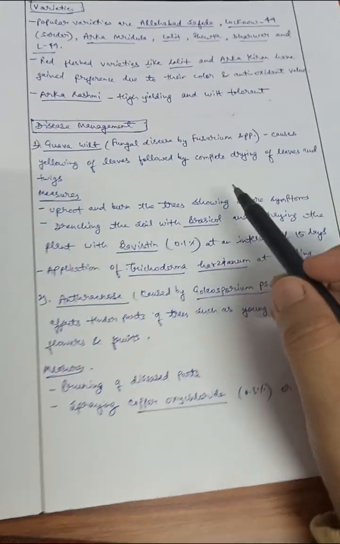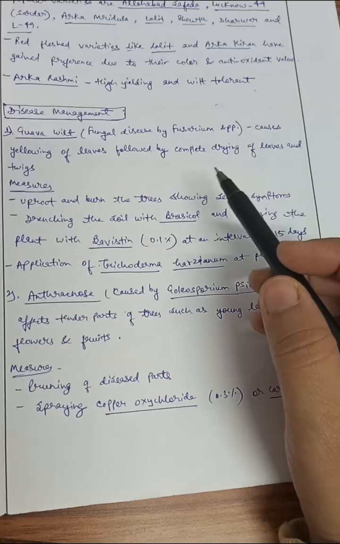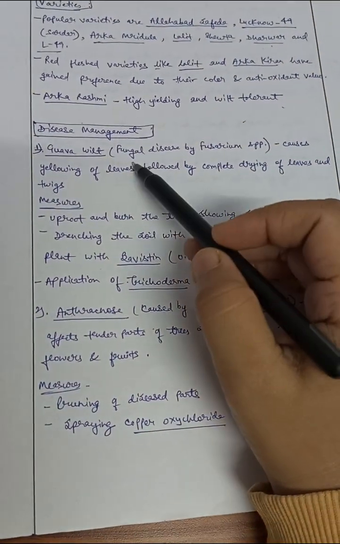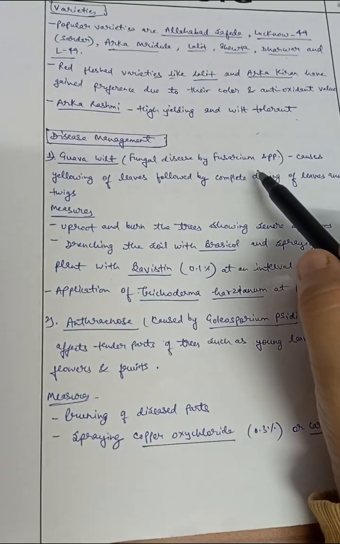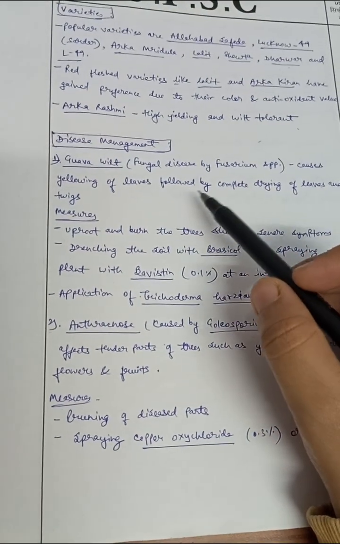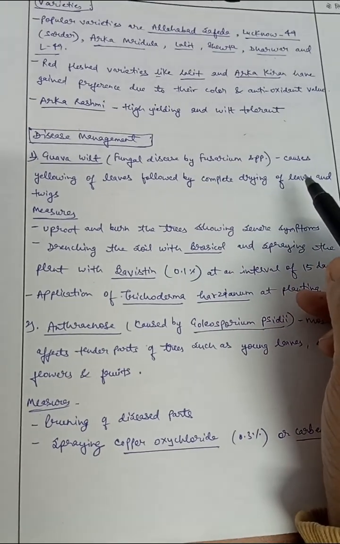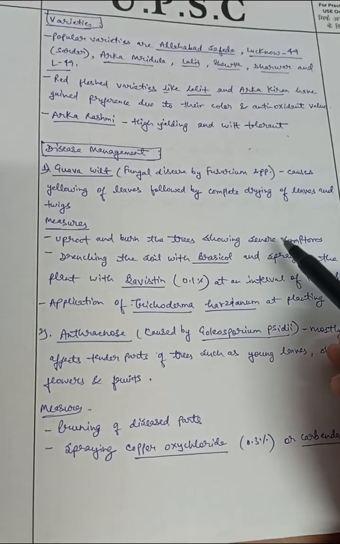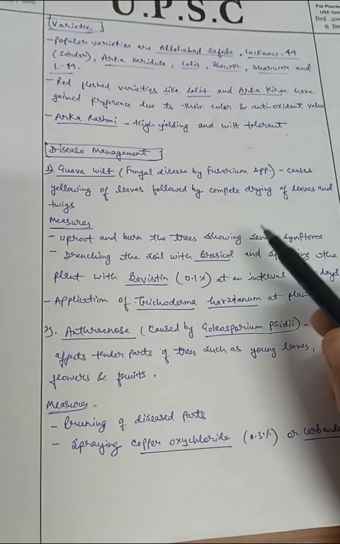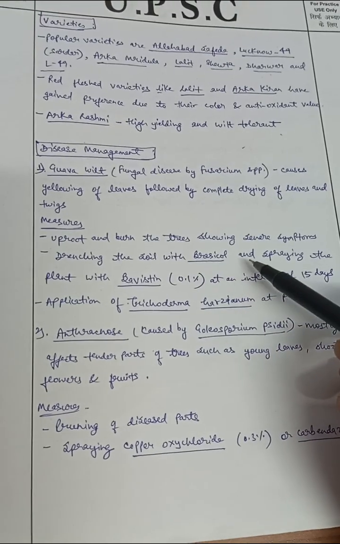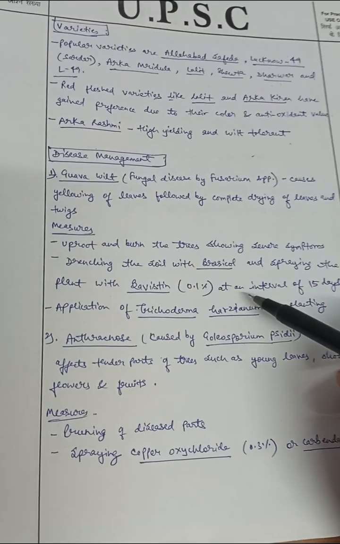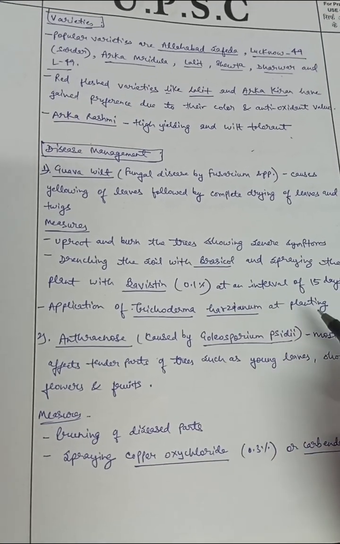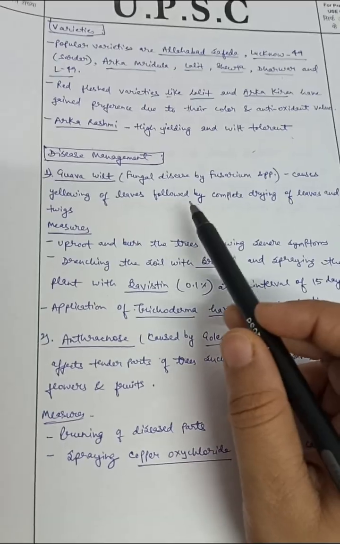Then disease management. There are so many diseases, but we will discuss only two diseases under this question. The first is guava wilt. It is a fungal disease caused by Fusarium species, and it causes yellowing of leaves followed by complete drying of leaves and twigs. Measures to control guava wilt are to uproot and burn the trees showing severe symptoms, drenching the soil with Brassicol and spraying the plant with Bavistin 0.1% at an interval of 15 days, and application of Trichoderma harzianum at planting. So these are the measures to control guava wilt disease.